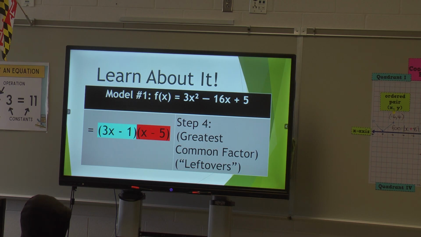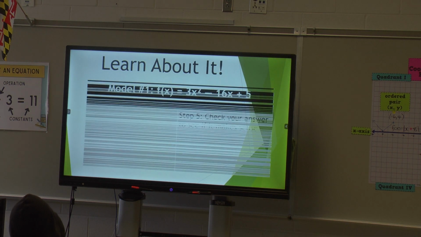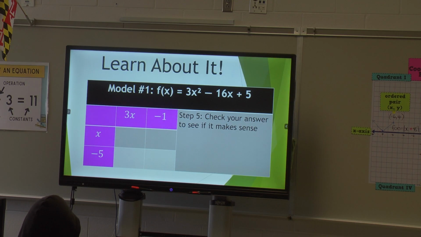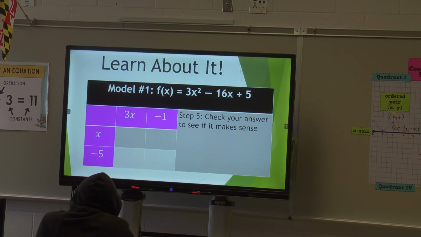At the bottom of your page, you should already have, or if you flip it over, you should see your box method. That's how I'm going to set it up. So now, I'm going to check my answer. I'm going to take my first set of parentheses, 3x minus 1, and write that across my top. I take the leftover, which was x minus 5, and put that down my side. Now we're going to cross multiply into each box.